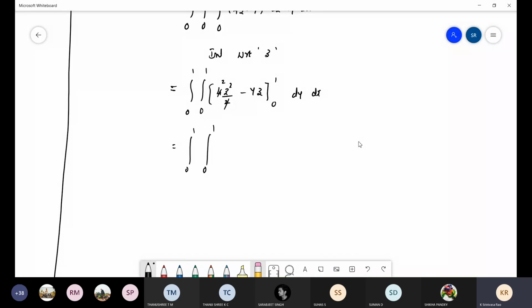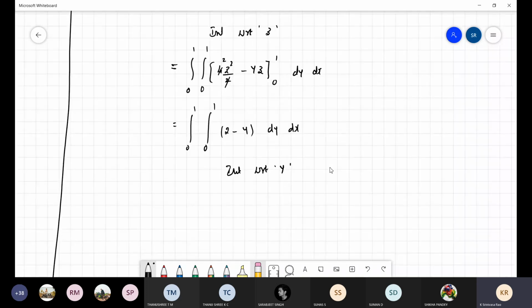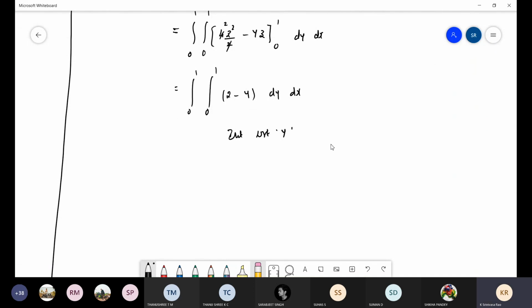Yes, what answer will you get? 2 minus y, dy dx. Yes, integrate with respect to y. You will get the integral from 0 to 1 of dx. The integration of 2 is 2y, minus the integration of y, which is y square by 2, and the limit I have to write is 0 to 1 for y, dx.